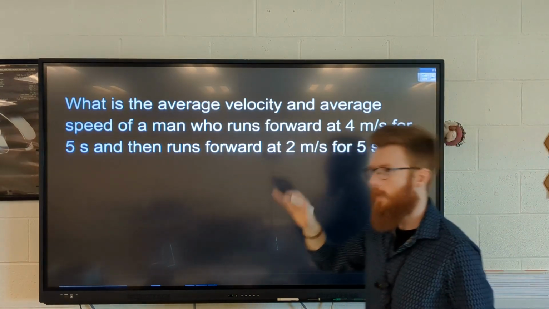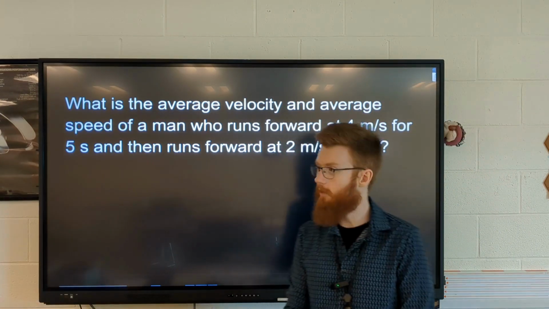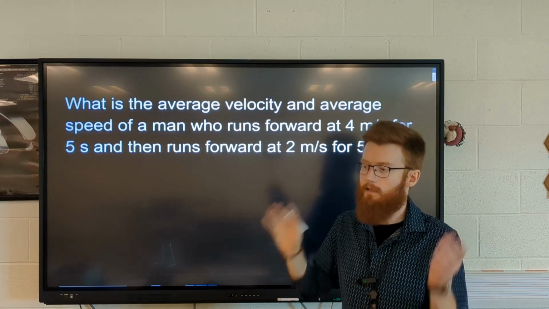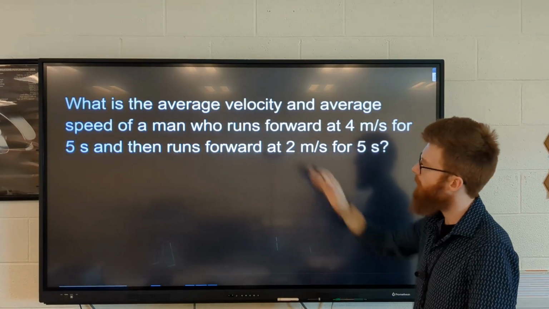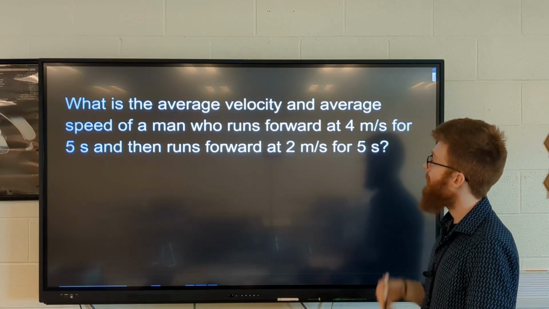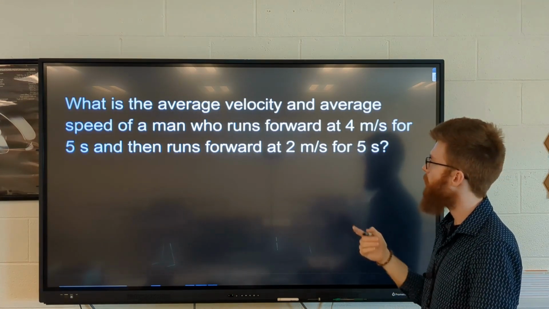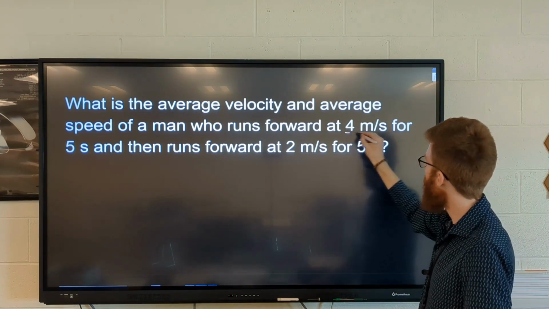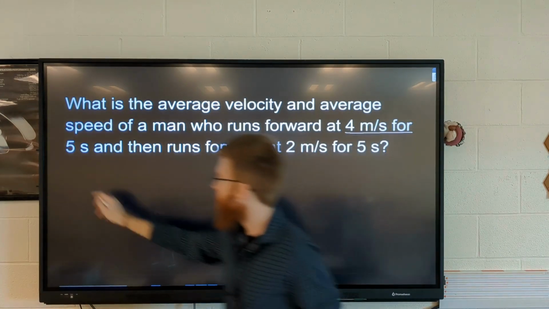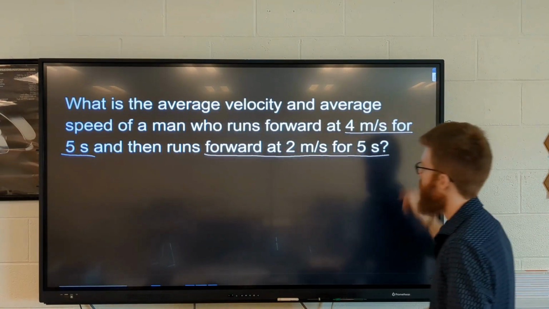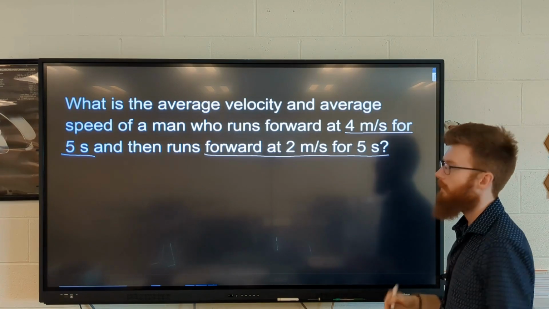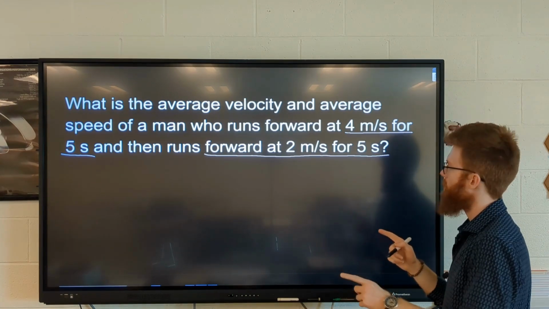This is actually one of the more complicated types of questions you'll see regarding velocity, but I thought, let's just throw ourselves into the deep end and figure it out as we go. So what is the average velocity and average speed of a man who runs forward at 4 meters per second for 5 seconds and then runs forward at 2 meters per second for 5 seconds? We'll need to break this down into two pieces.